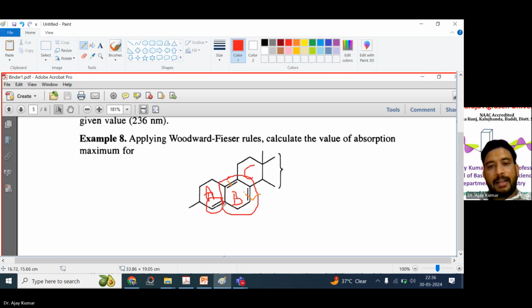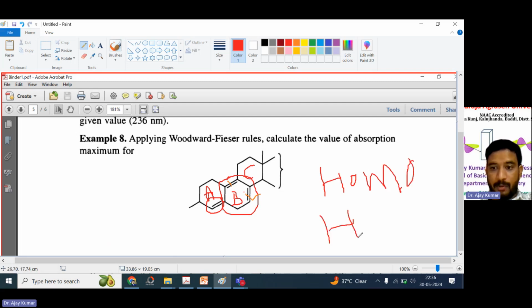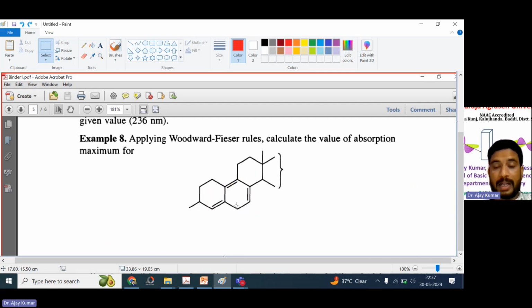Okay. Now we have two conditions. We have homoannular diene, the condition which is satisfying homoannular, and also we have hetero. So we will consider this as a homoannular diene, where there is a two system and we have to choose from homo and hetero. We always choose it as a homo, not hetero, because the value for homoannular diene is 253 nanometer, whereas for heteroannular diene there is 214 nanometer. So we will take it as a homoannular diene.